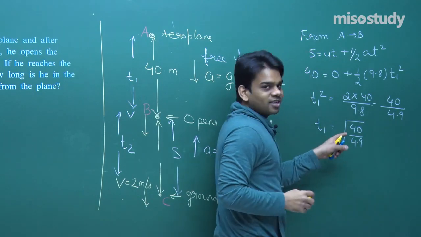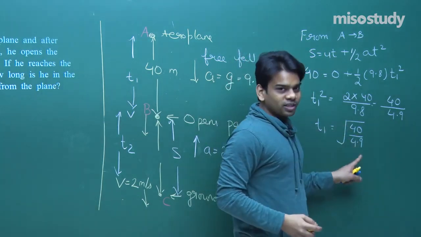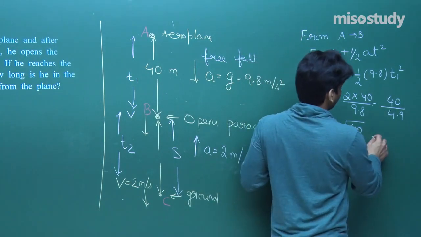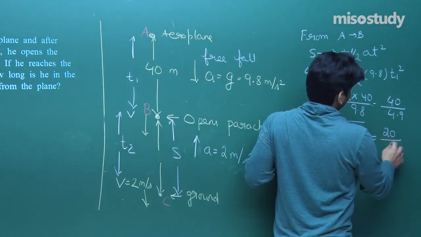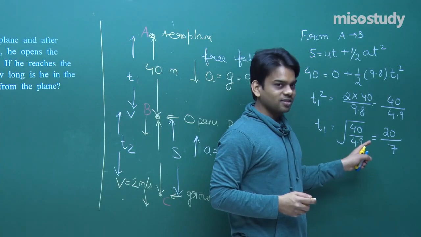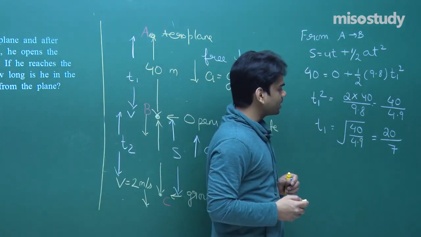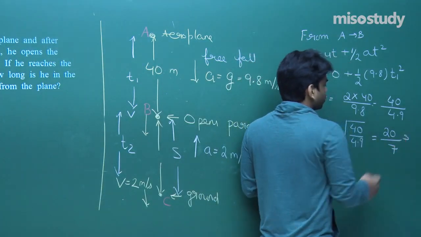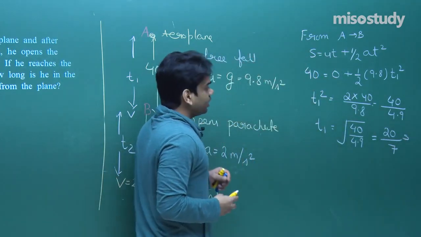How to simplify this? This can be written as 400 by 49, so 20 by 7 will be the resultant answer for t1. We got that as 20 by 7 seconds. So t1 we got.